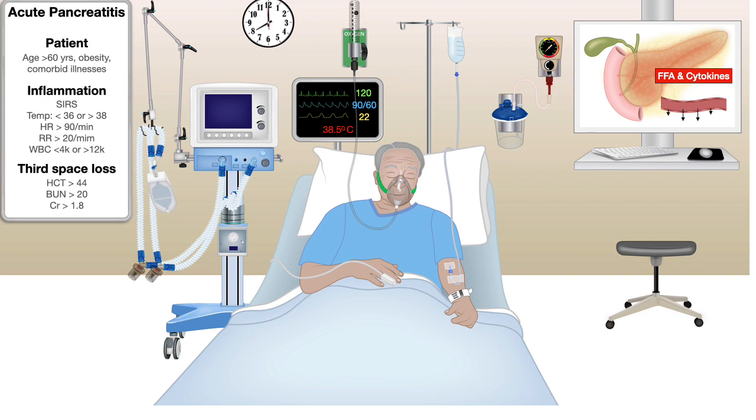So, we have learned about a lot of things by looking at this patient. We figured out whether the patient is healthy or has had issues because of his age, obesity, comorbid conditions. And we looked at the vital signs and white cell count and learned about systemic inflammatory response syndrome. And we looked at the blood pressure and we looked at the hematocrit, BUN, and creatinine and learned to think about fluid loss and third space fluid loss. So, with this understanding, let us talk about acute pancreatitis.